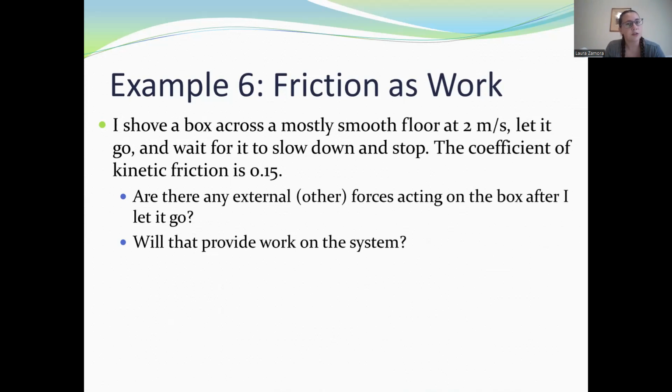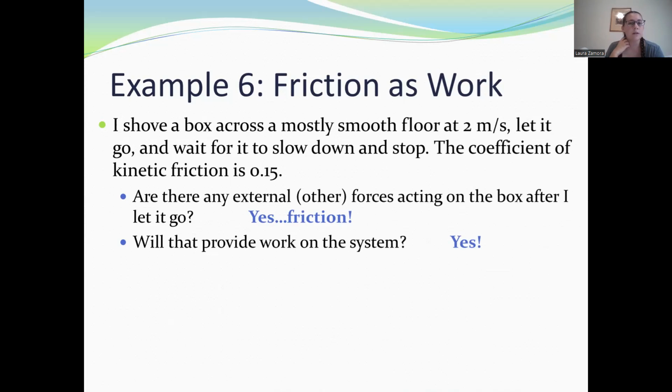So are there any external or other forces acting on this box after I let it go? And will that provide work on the system? Yes. And yes, right? Yes, there is an external force that we have to consider now, and that is friction, because friction is going to keep working on this box even after my hands are off of it. It's friction that's going to make it slow down and stop because this box is moving along just a flat floor and it's still slowing down. So that's friction that's taking energy out of the system.